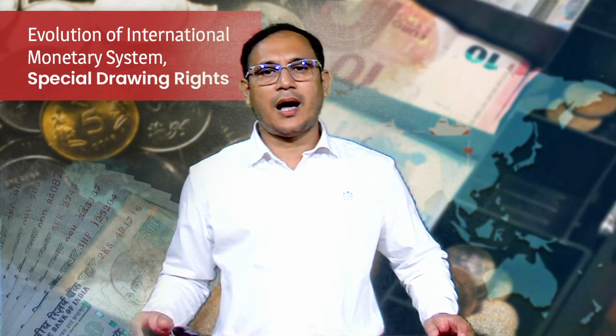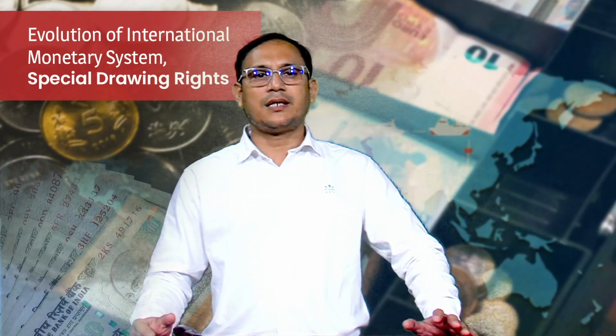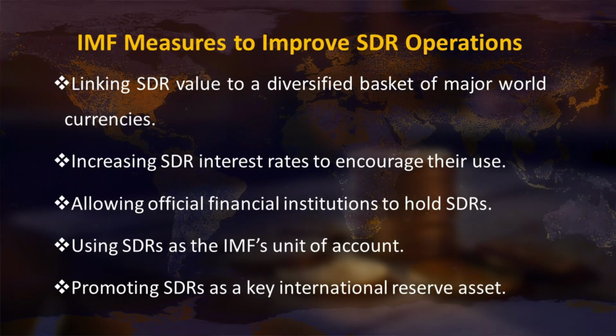So, what are those measures? To enhance the effectiveness of SDR, the IMF has introduced measures such as linking SDR value to a diversified basket of major world currencies, which I have already mentioned. Then the IMF increased the SDR interest rate to encourage its use, so that more countries use SDR, which can give them some kind of profit in terms of increased interest. The IMF is also allowing official financial institutions to hold SDRs, and is using SDRs as the IMF unit of account.